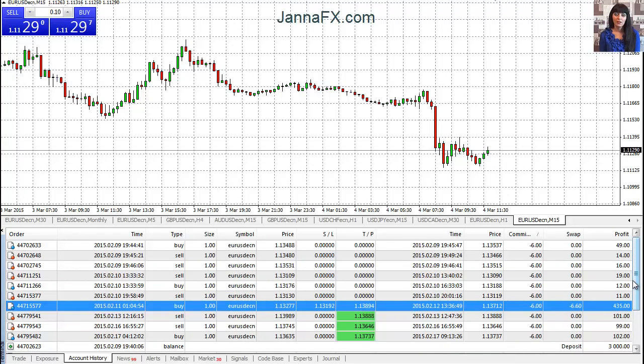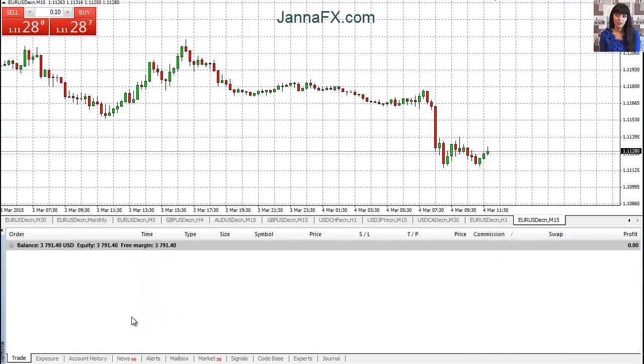There is also another thing: if you're moving a position from Wednesday to Thursday, then it will be triple time, so 3 times more than normal. Normally swap is one swap, and it will be 3 times bigger from Wednesday to Thursday. I think that's it. If you still have questions, you can ask, and that's all.